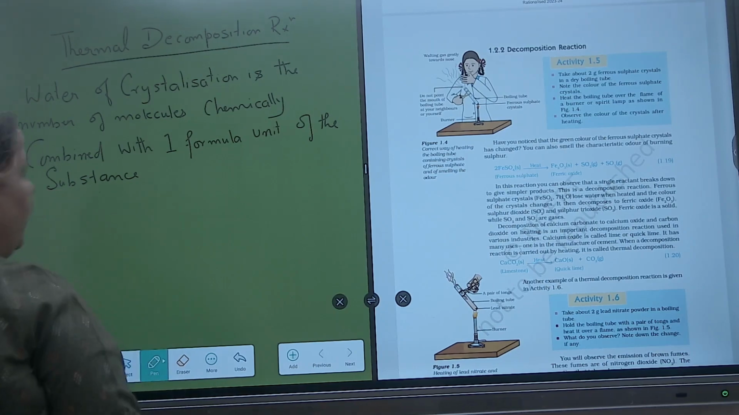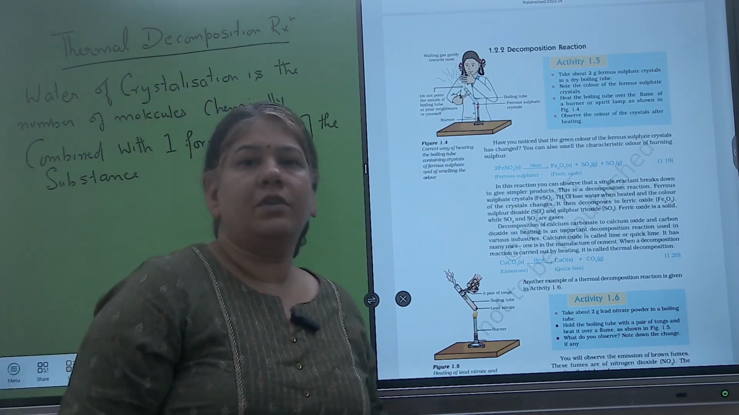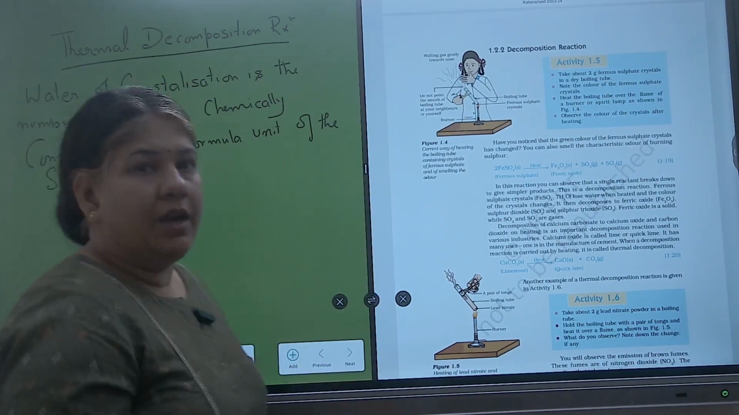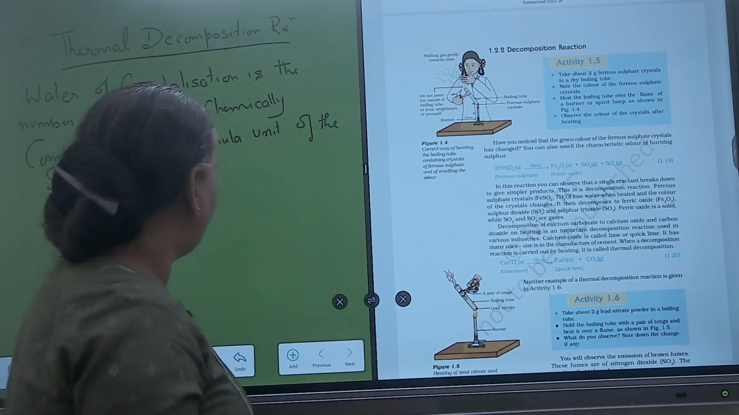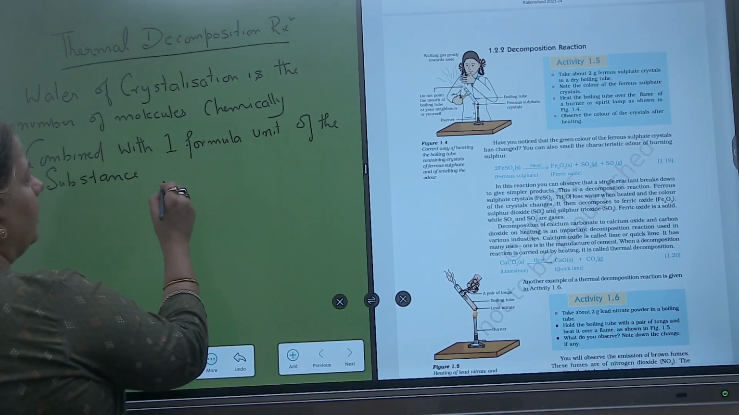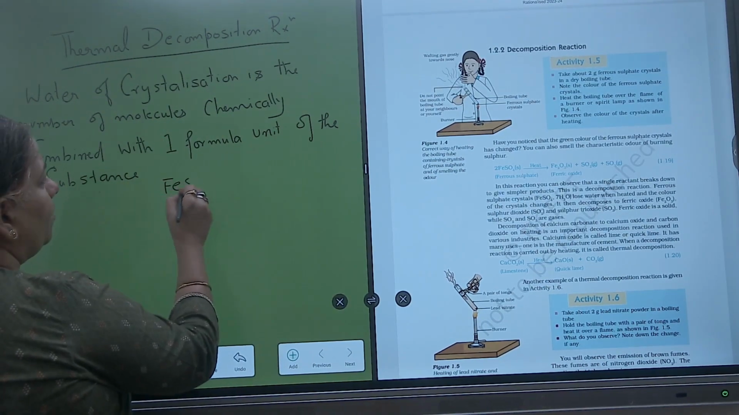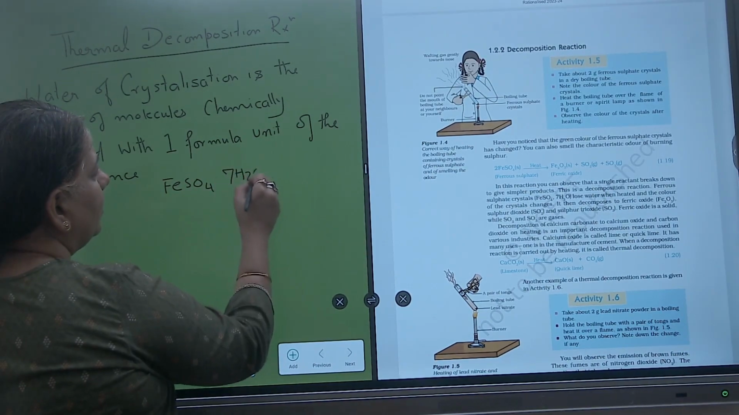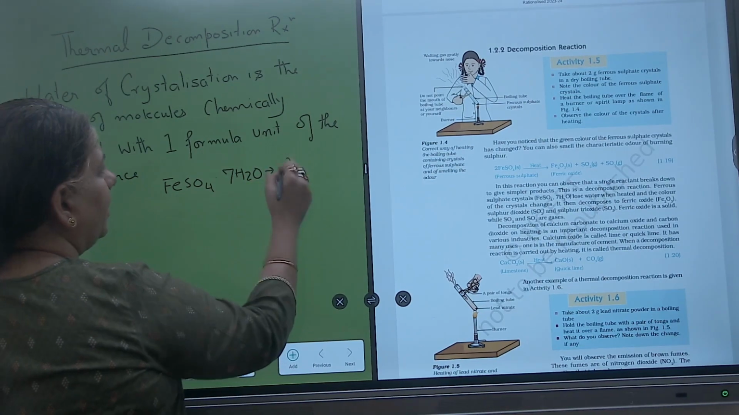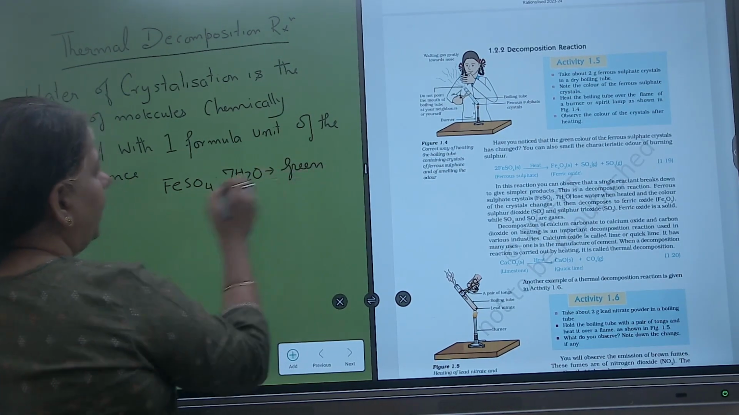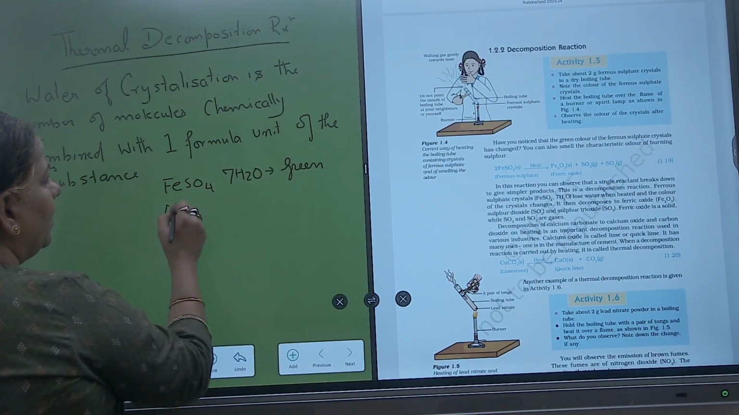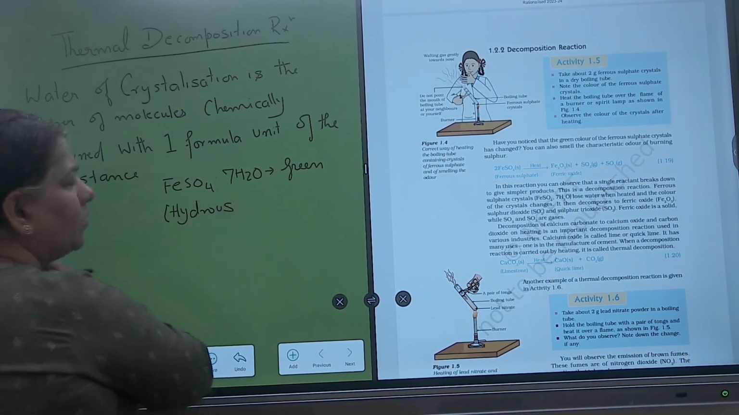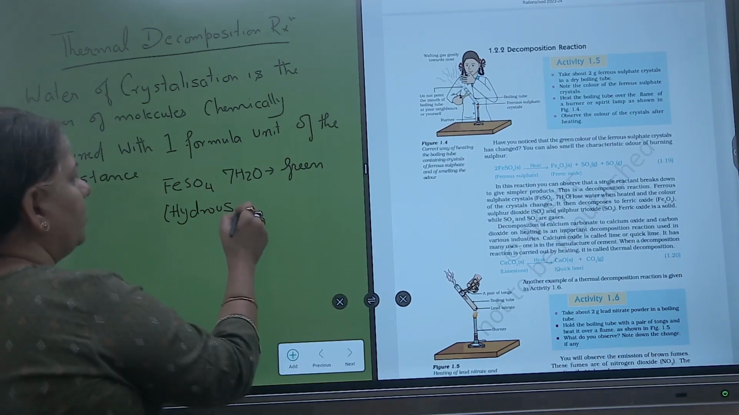Generally salts which show water of crystallization are colored. For example, ferrous sulfate is green in color, copper sulfate is blue in color. FeSO4, 7 water molecules is green in color, and such salts are called hydrous or hydrated salts.